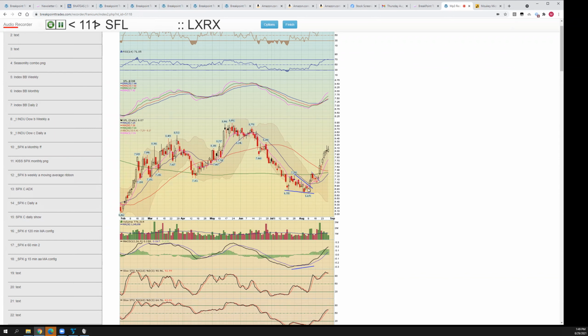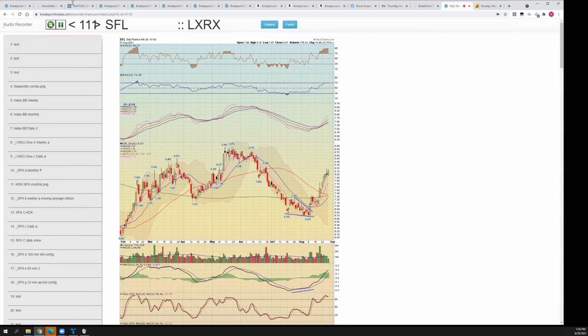Now, I didn't post it here. I posted it after it broke out, but I said buy a pullback on light volume, and you got it right here. You had a flag to the 20-day. So let's say you bought here, your stop could have gone right here. And look at this nice trade you had out of it. So your risk was defined, your entry was defined, and you've had a nice trade.